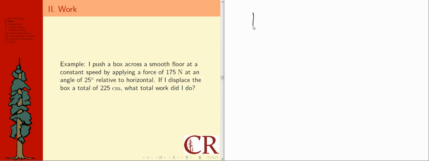So the scenario I'm imagining here in this example is, let's say I've got a box like this, and we're going to slide it on a floor here. Maybe it's floating in the floor a little bit. But anyways, we're just going to slide it across this floor.